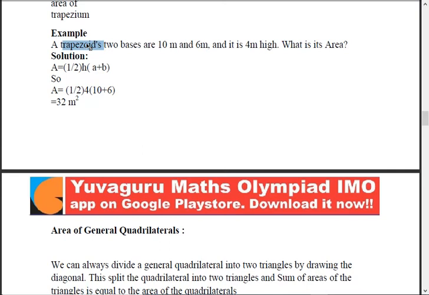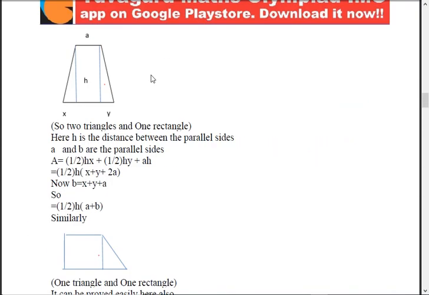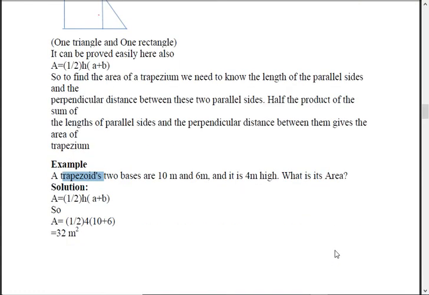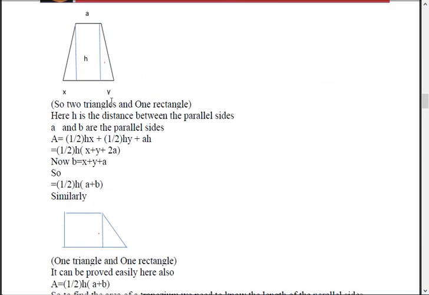Trapezoid, trapezium, one and the same. So these 10 and 6 mean what? These are the parallel sides, this is 10, this is 6, and the height is given as what? 4 meters. So this height is 4 meters.